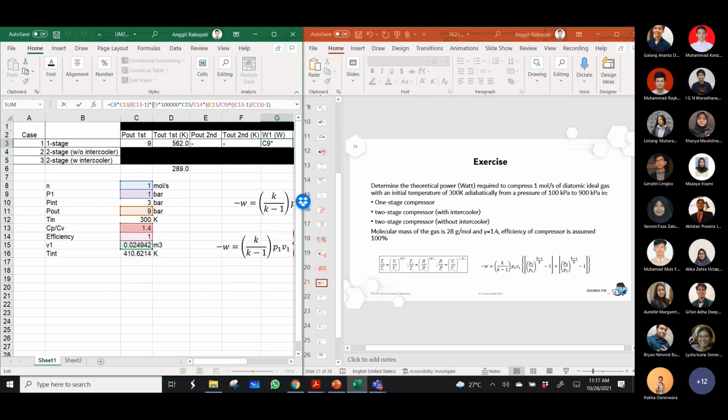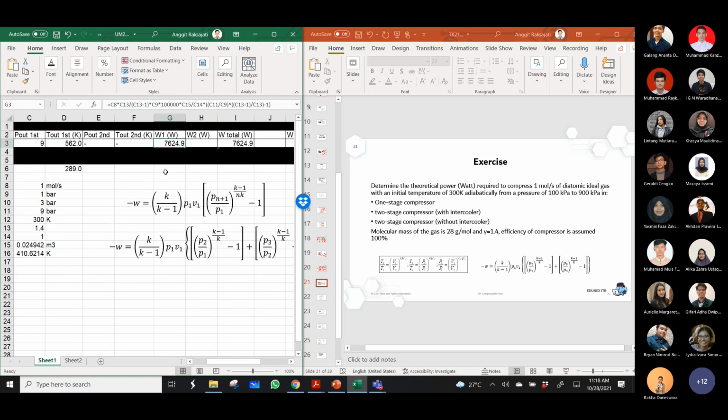Or you can simply change the C9 up until C15 to now become RT1, ideal gas constant times the inlet temperature. And that's what's inside the bracket for the pressure ratio, 9 per 1, raised to the power K minus 1 per K. So if we use this number, then the single stage compressor will give you around 7.6 kilowatt.